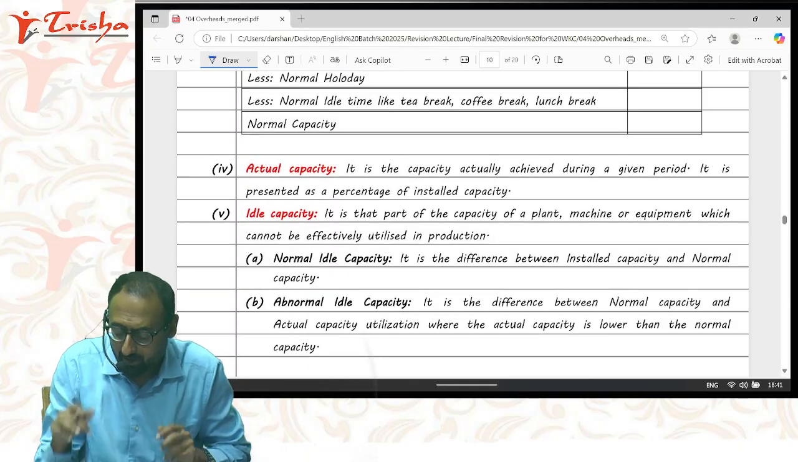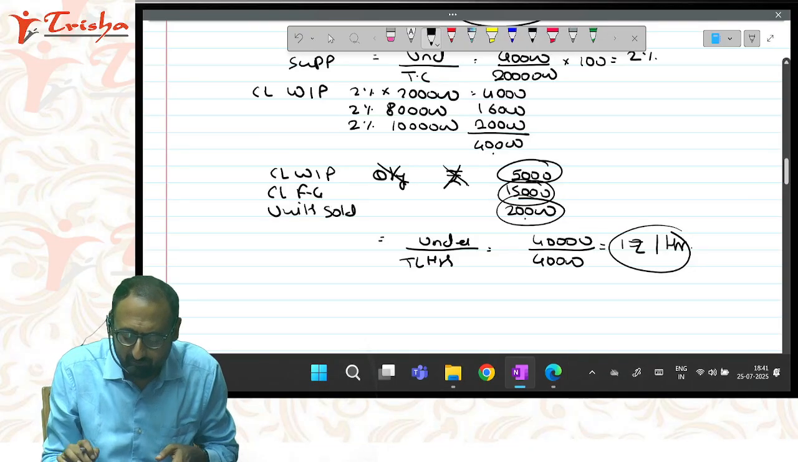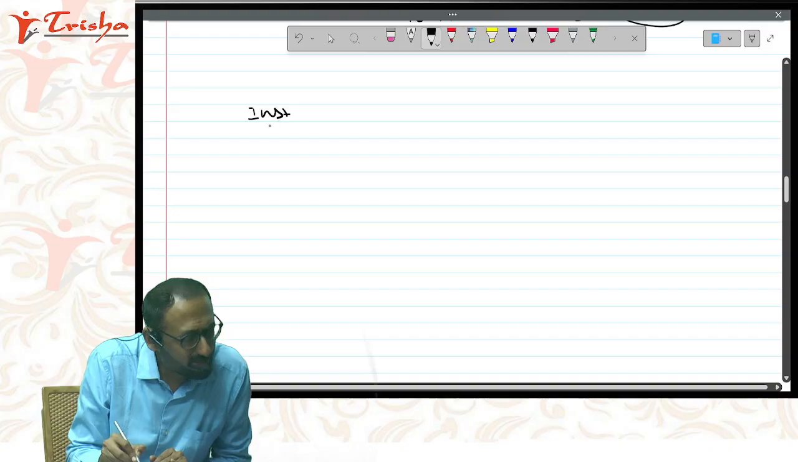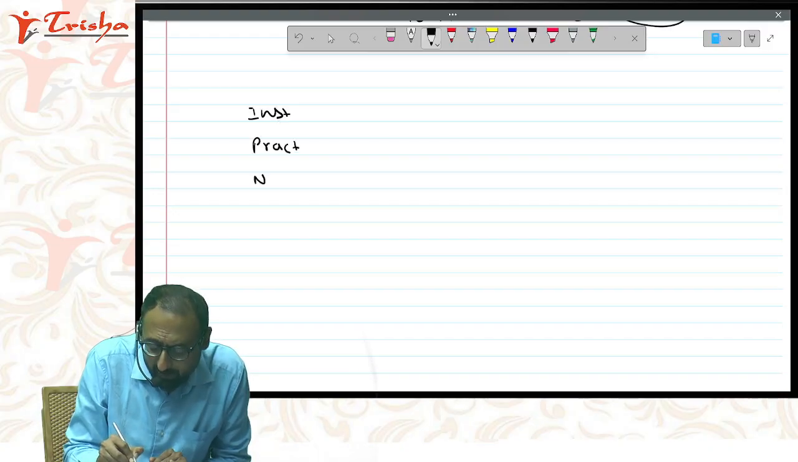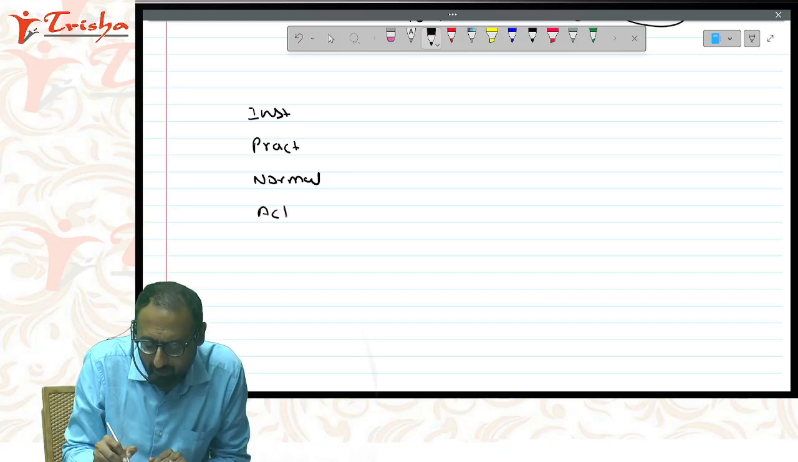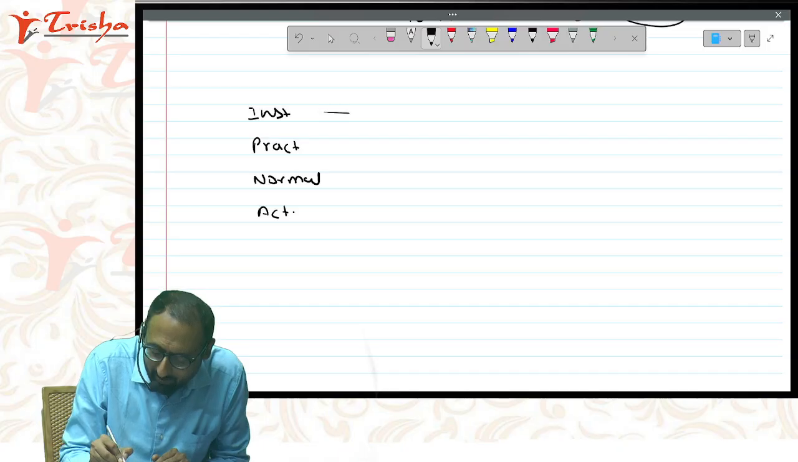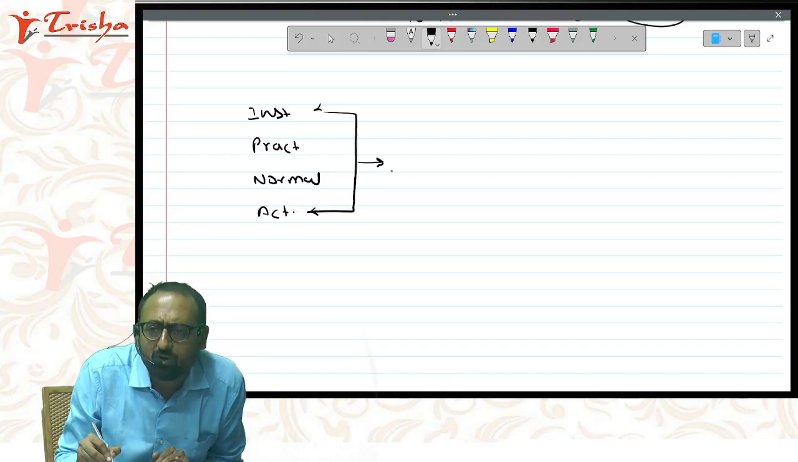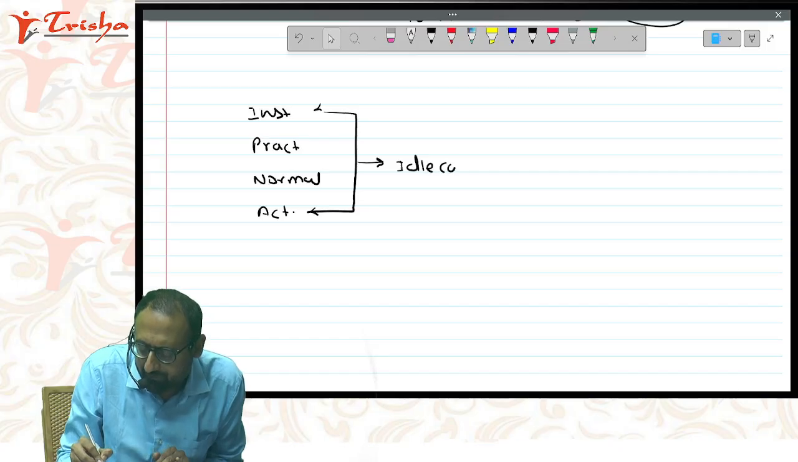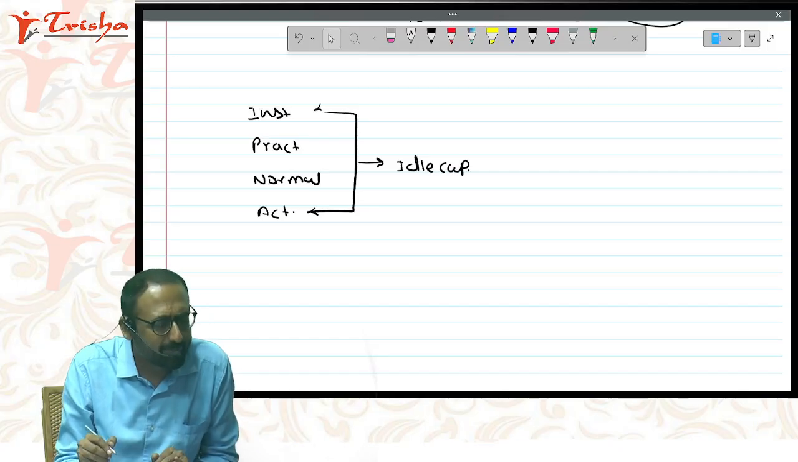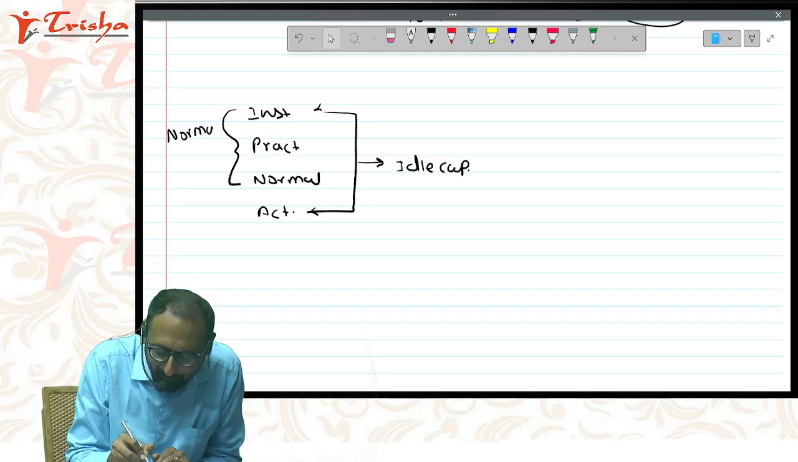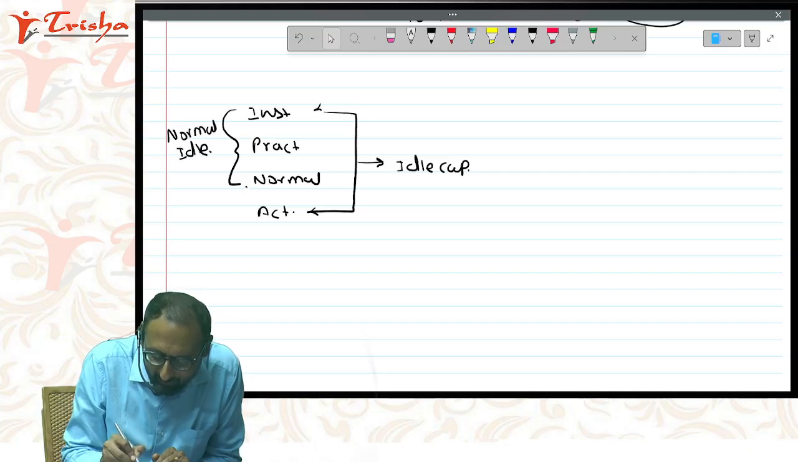Last one, idle capacity. Please tell me in sequence which one will be the highest capacity, the maximum one? It is installed capacity. After installed, it will be practical capacity, then normal capacity, then actual capacity. The difference between installed capacity and actual capacity is called idle capacity. That idle capacity will be divided into two parts: first, normal idle capacity, and second, abnormal idle capacity.